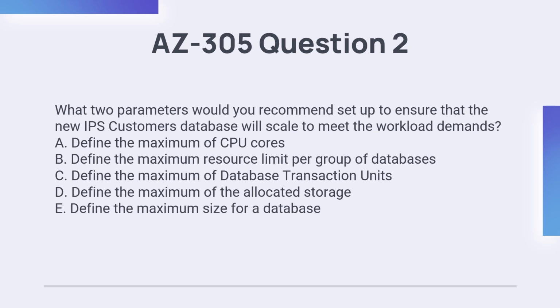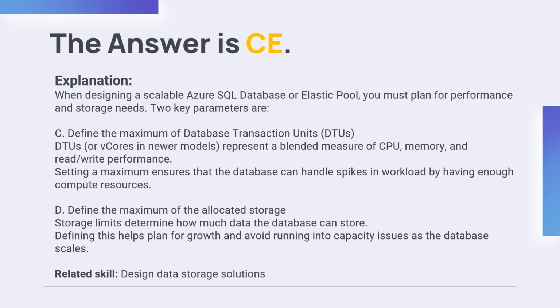What two parameters would you recommend set up to ensure that the new IPS customers database will scale to meet the workload demands? A. Define the maximum of CPU cores. B. Define the maximum resource limit per group of databases. C. Define the maximum of database transaction units. D. Define the maximum of the allocated storage. E. Define the maximum size for a database. The answer is CE.